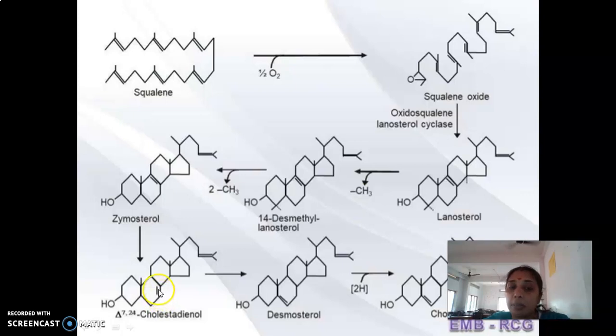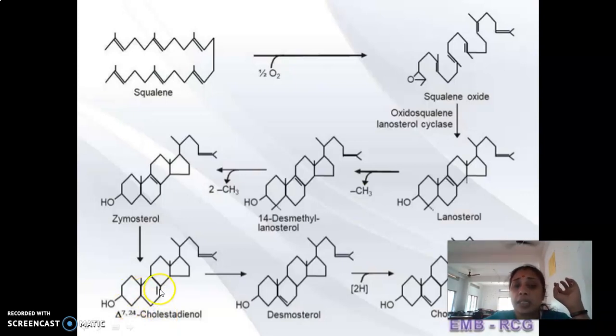Now what is happening? Again, the double bond is jumping from this position to this position. So it is known as desmosterol, right? So lanosterol is converted to 14 desmethyl lanosterol with the removal of the methyl group from the 14th position. In the next step, the remaining two methyl groups from the 4th carbon atom are removed at a time. So the two methyl groups are removed in a single step to give rise to zymosterol. Zymosterol then undergoes the shifting of the double bond from C8 and C9 to C7 and C8 position. So the resulting compound is known as delta 7, 24 cholestadienol.